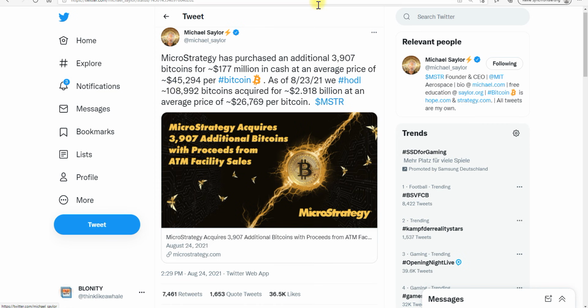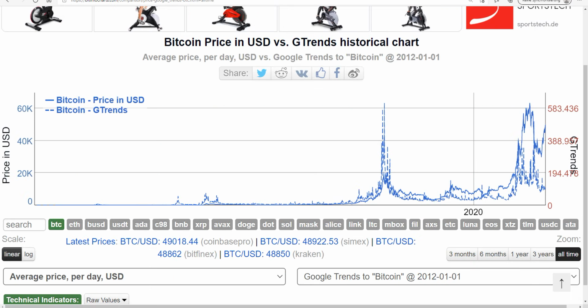You know Michael Saylor, he's really a Bitcoiner, and that's just insane. More than 100,000 Bitcoins on the balance sheet. Privately he owns like 20,000 Bitcoins, as I'm aware of. Maybe now he owns more. That was the last number he disclosed.